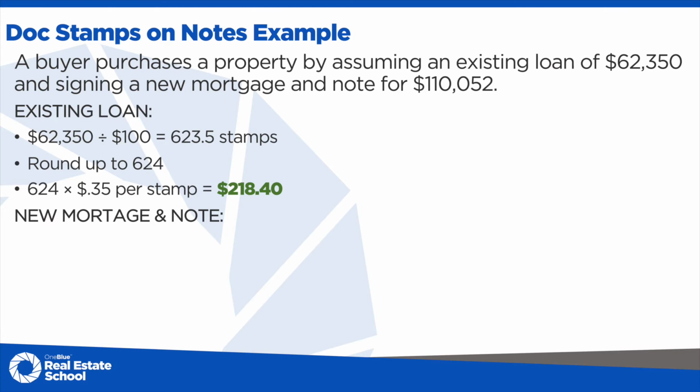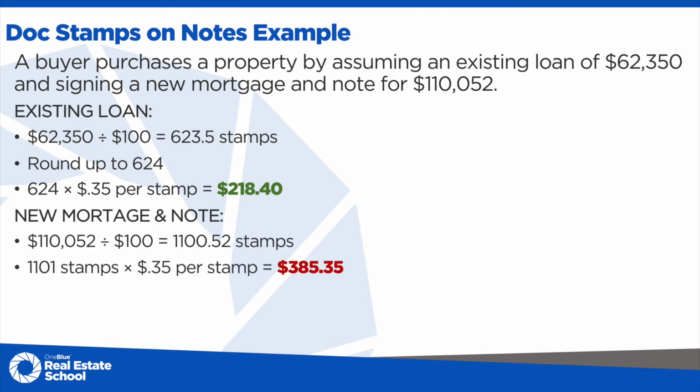The new mortgage was $110,052. We divide that by 100 to find out we need 1,100.52 stamps. Yep, I have to round that up again. I need 1,101 stamps times 0.35 per stamp, which gives me $385.35. So our combined documentary stamp tax on the financing for this transaction is $603.75. All right, now it's your turn. Let's give it a try.